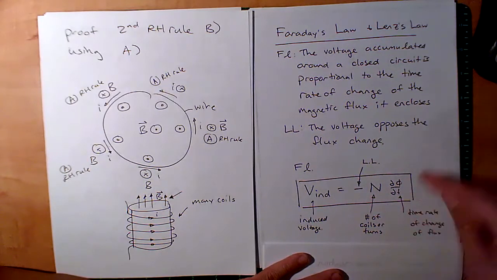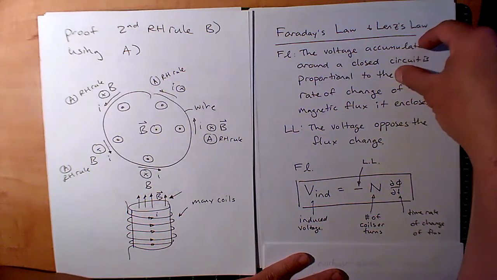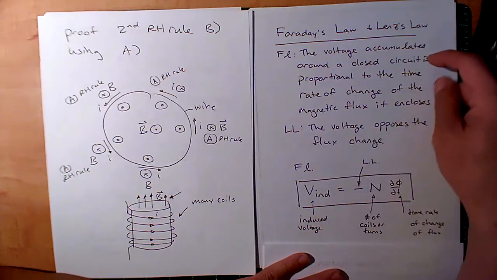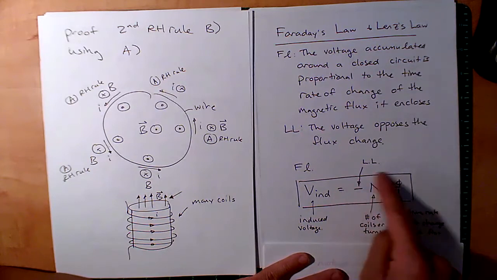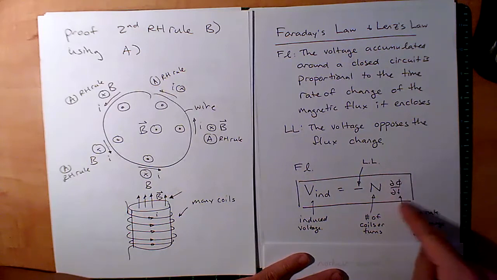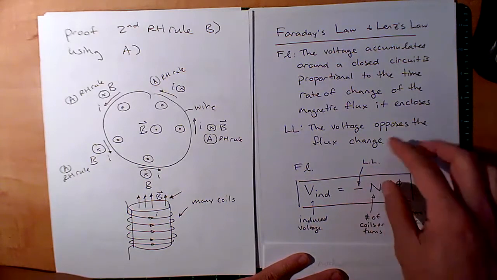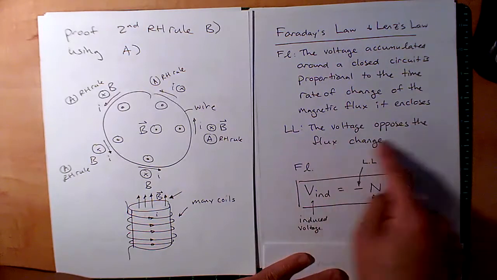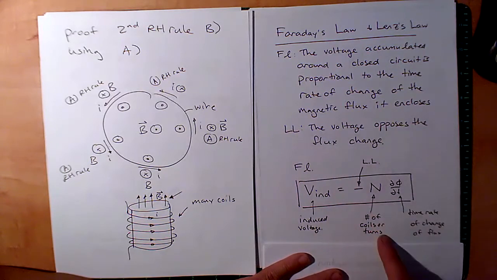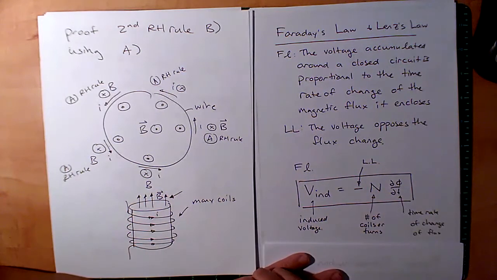If I look at this, the voltage accumulated around a closed circuit, that's the voltage induced, is proportional or equal to this, to the time rate of change of the flux it encloses. This is the d phi dt, the time rate of change of flux, and this negative corresponds to the opposition. N is for the number of coils. So if I had more coils, then I'm going to have more voltage induced.